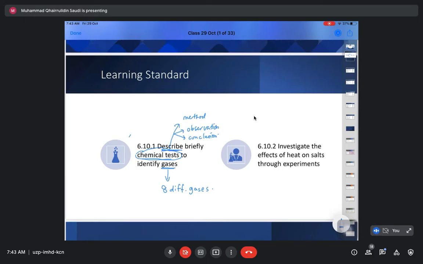The next thing will be to investigate the effect of heat on salts through experiments. Ada 2 eksperimen. Kita akan tengok effect of heat on carbonate salts and effect of heat on nitrate salts through experiment. Kita akan tengok juga effect of the heat on chloride, ammonium and sulfate salts, tapi not through experiment. You should know what will happen if we heat the salts. What are the products? Then there is the learning standard for today.